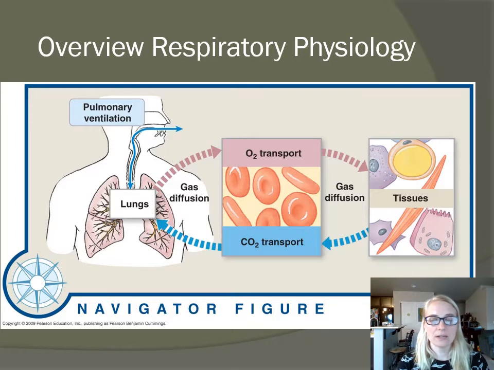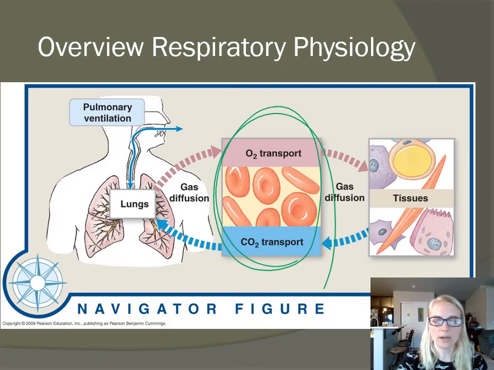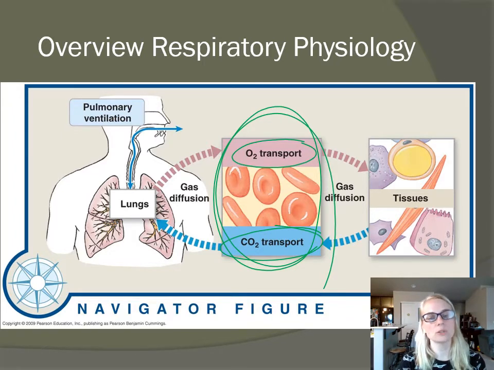All right, so again, here is our overview diagram. We are going to be focusing on this part right here. We're going to talk about oxygen transport first, and then we're going to take a look at how carbon dioxide is transported. Oxygen is definitely the simpler of these two gases, and CO2 is a little bit more complex. So we'll tackle it as we go.